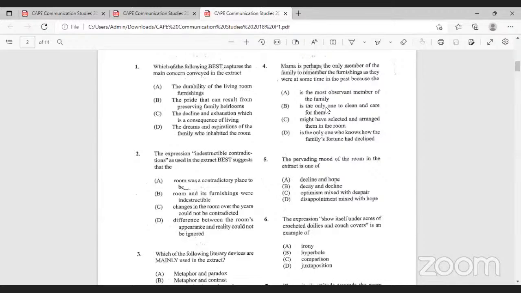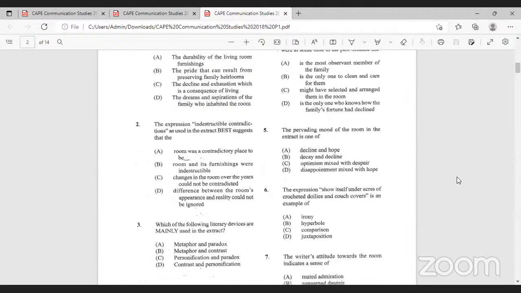I know the speaking part is hard to process. Think about it. And I'll give you the answer. D. It is D. The difference between the room's appearance and reality could not be ignored. Indestructible. Right?